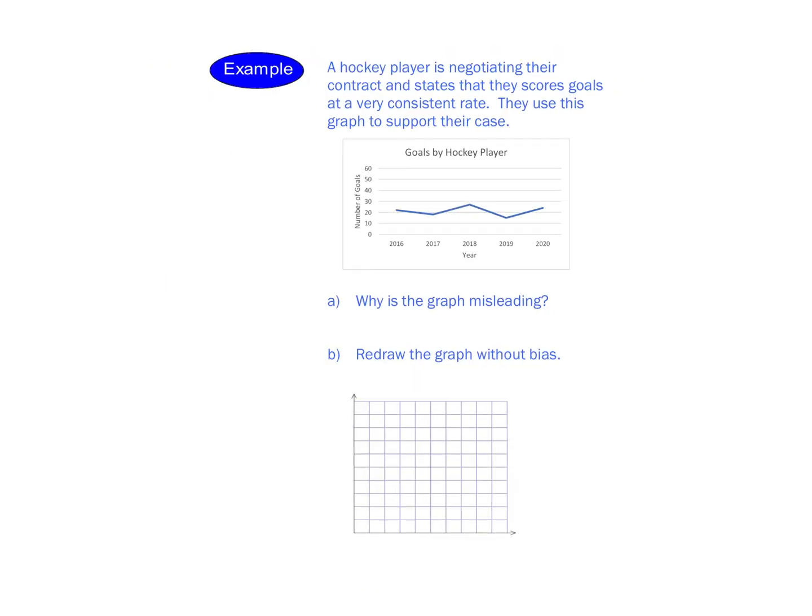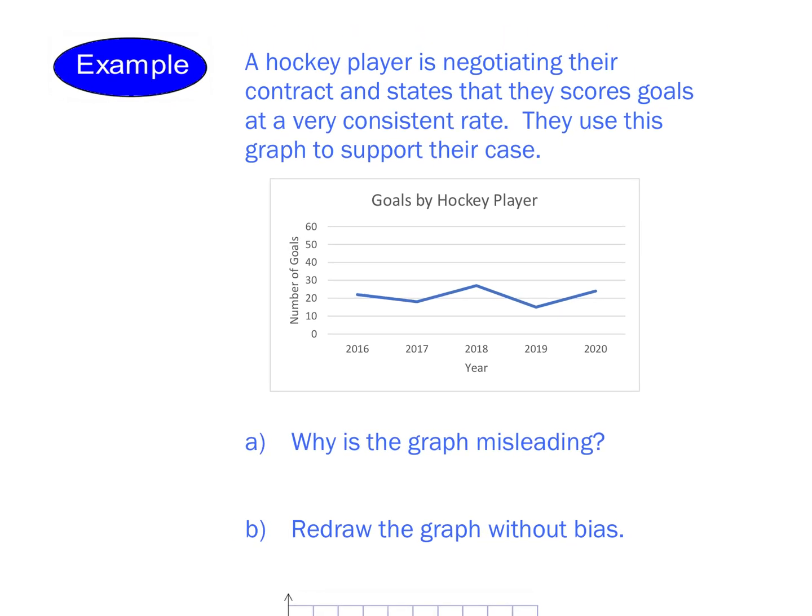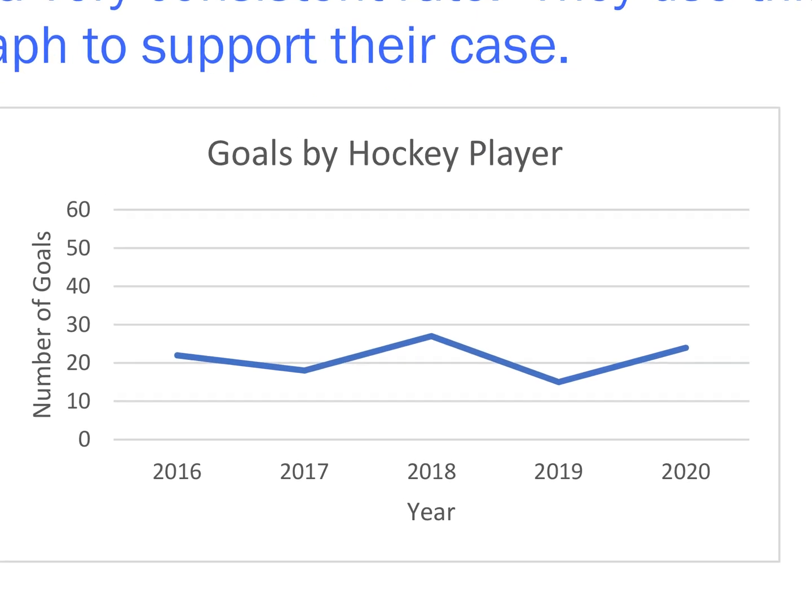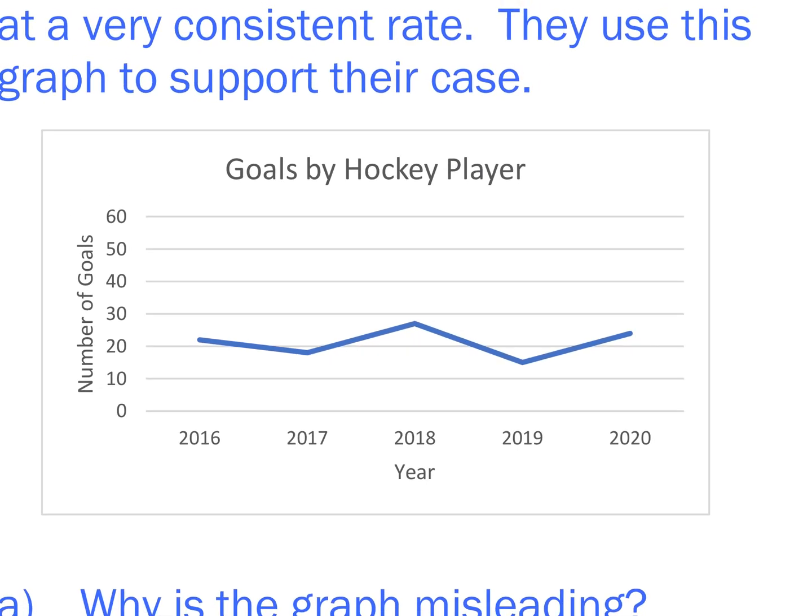Next example. A hockey player is negotiating their contract and states that they score goals at a very consistent rate. They use this graph to support their case. See, here's the graph. And if we look at the graph, it does look... So what does consistent mean in terms of numbers?